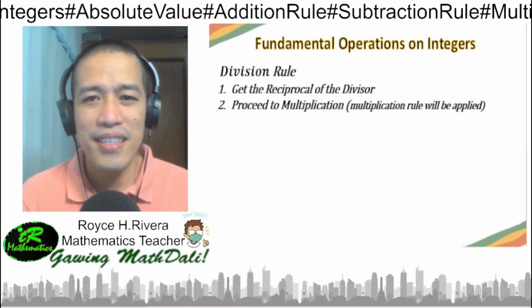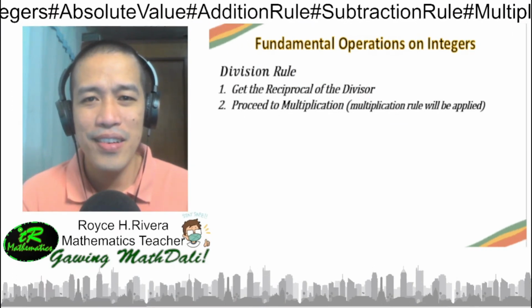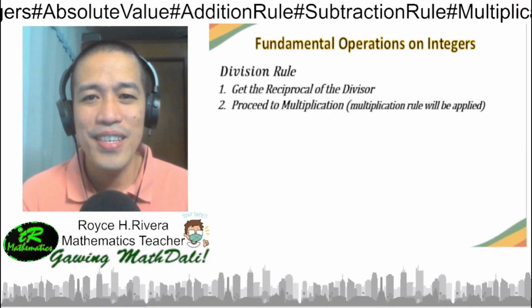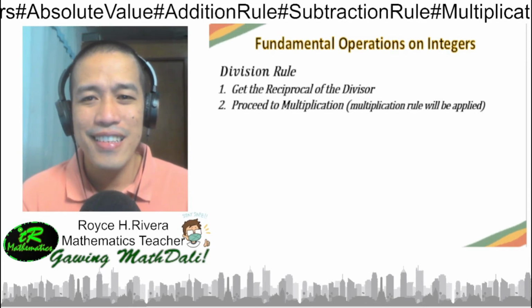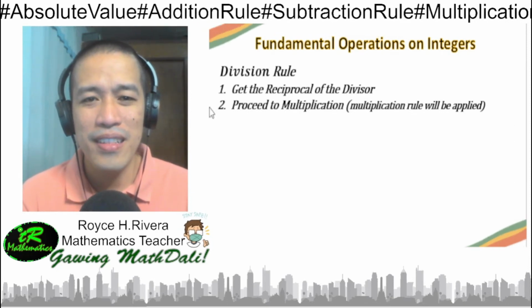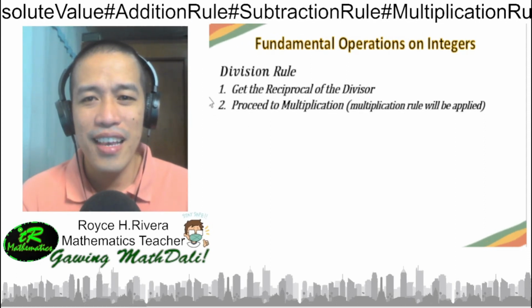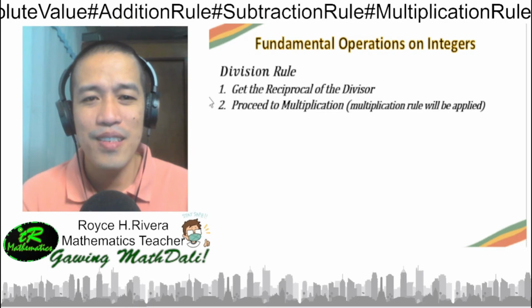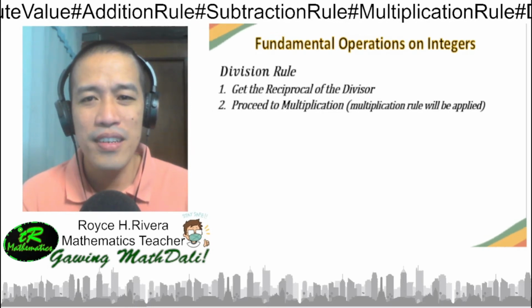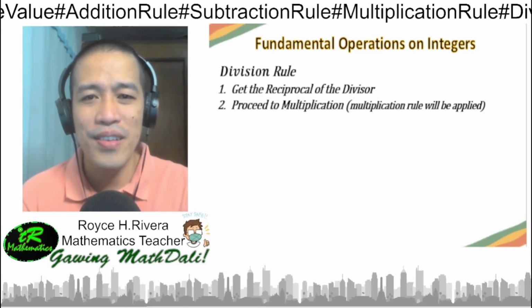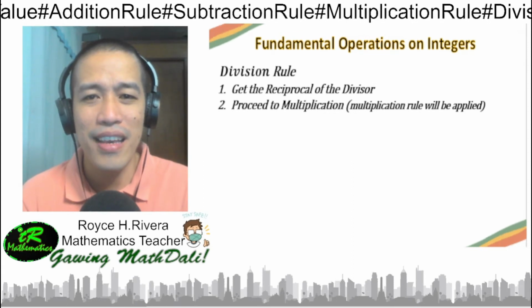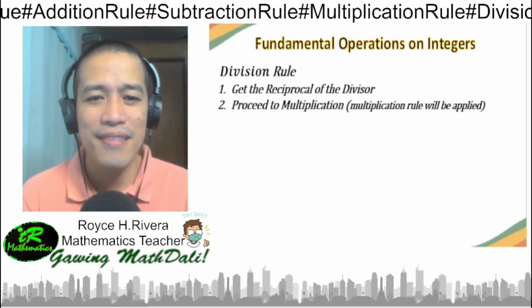We will now discuss the last operation on integers, division. The division rule states that number 1, get the reciprocal of the divisor. Number 2, proceed to multiplication. And the multiplication rule will be applied.